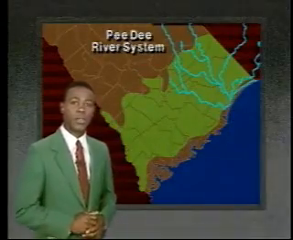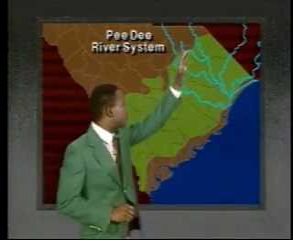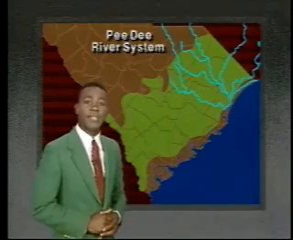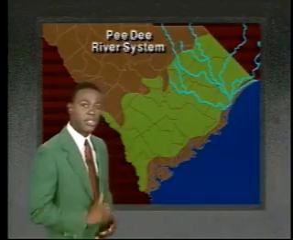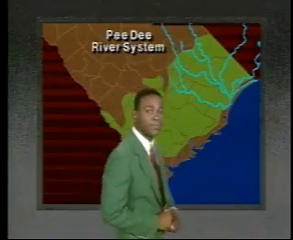The northern portion of the coastal plain is known also as the Pee Dee. It's drained by the Pee Dee River system, which is named for the Indian tribe that inhabited this area. In addition, the Pee Dee region encompasses a small part of the Sandhills.